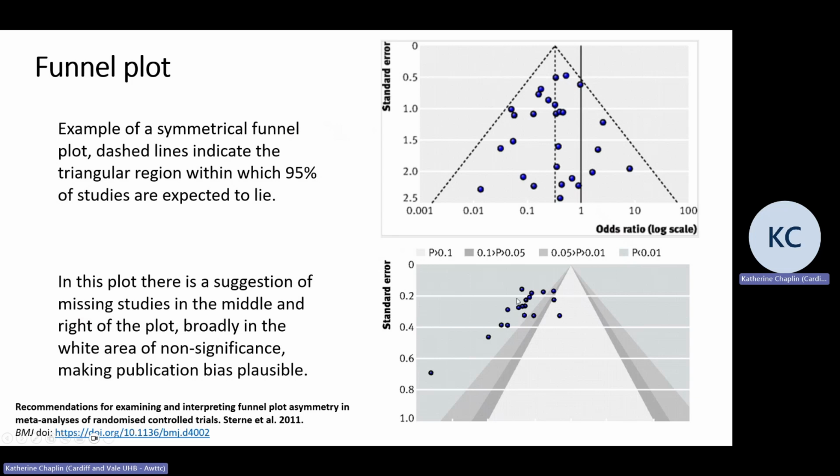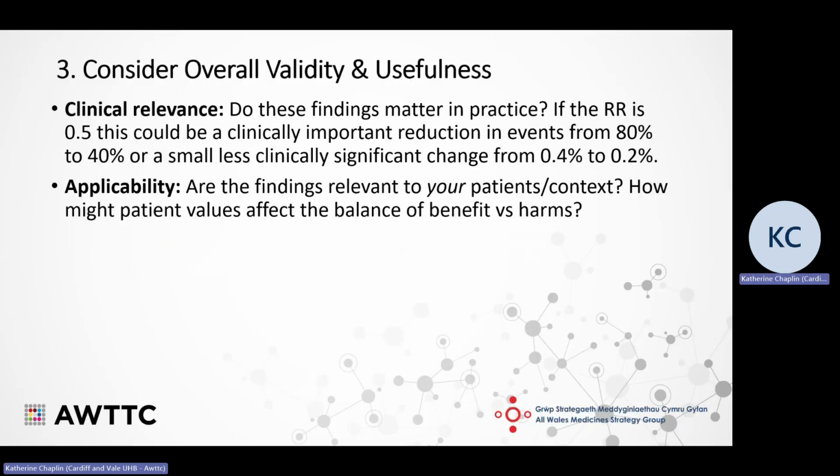In this plot, we can see there is a suggestion of missing studies in the middle and right of the plot, broadly in the white area of non-significance. This shows that publication bias is plausible. So, we've looked at the methodology and the results. Now we can think about overall validity and usefulness of the review and the results.